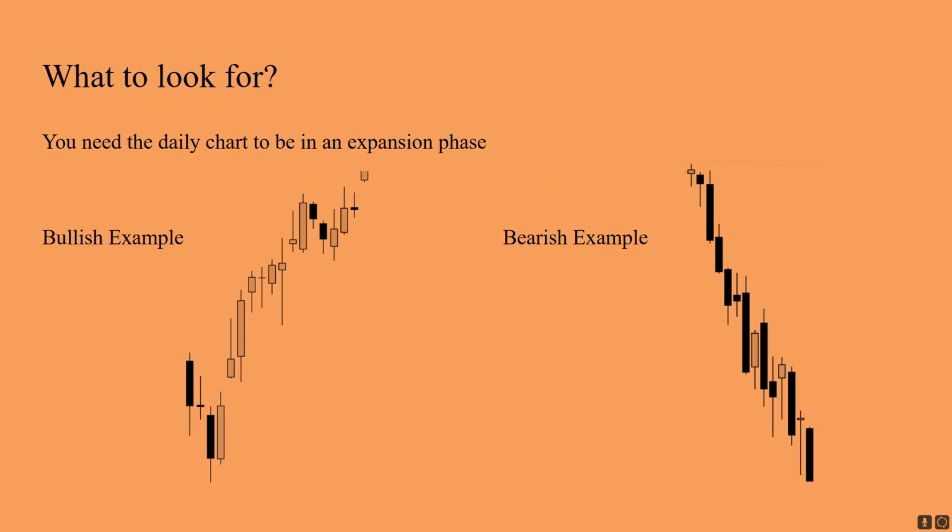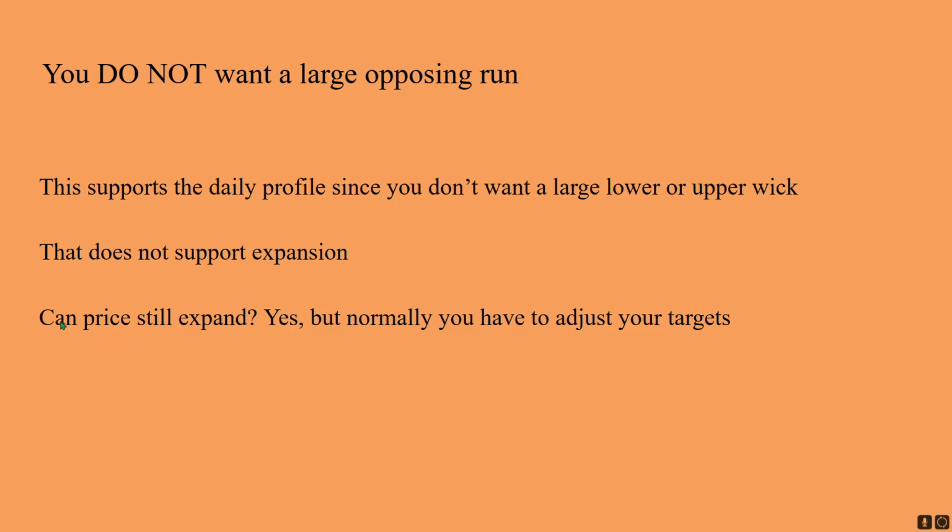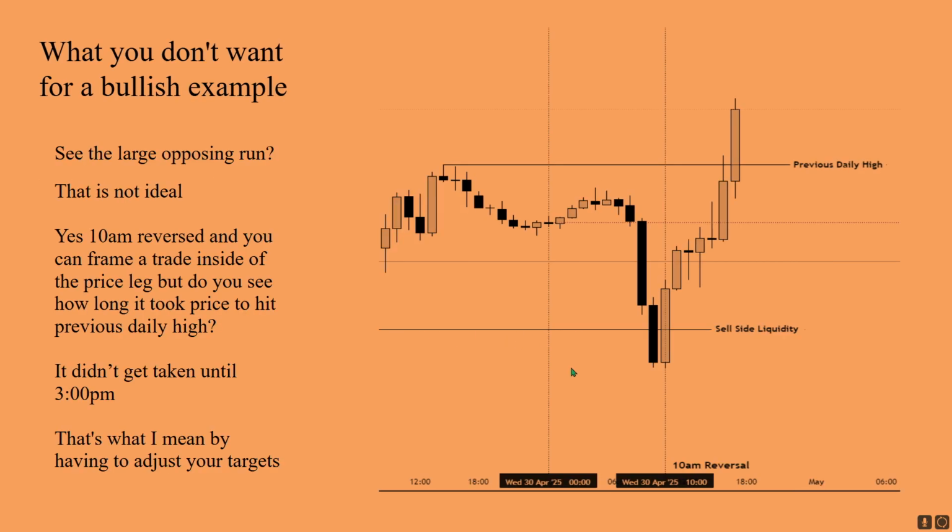And we can even go back real quick. You guys see this candle right here? We had a large opposing run. See the candle open lows first, and then you can see a very small candle body. Yes, you can still frame a trade inside of this, but this is not an ideal condition. This is the candle you want to be trading. You can see a small lower wick with a large candle body. And again, of course, can price still expand? Yes, but normally you have to adjust your targets.